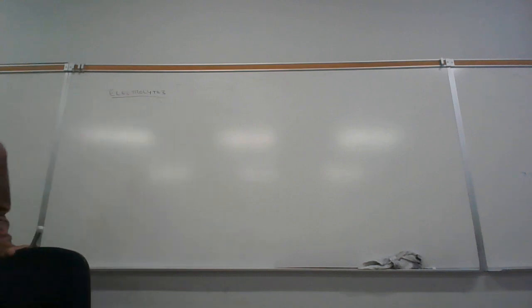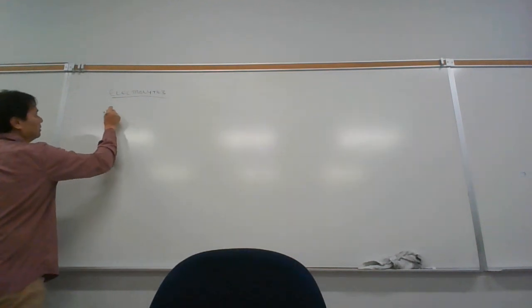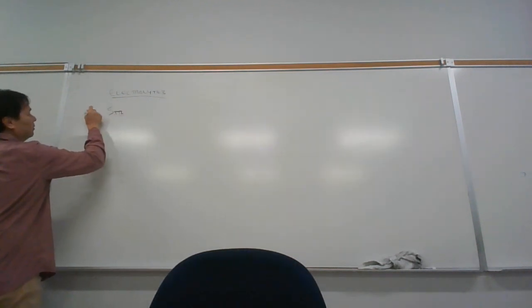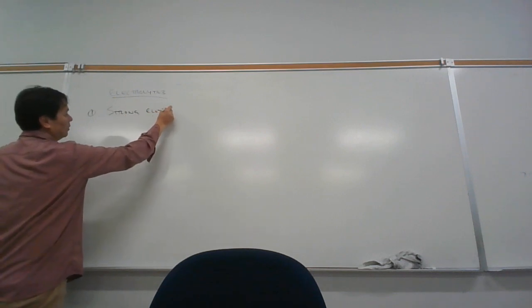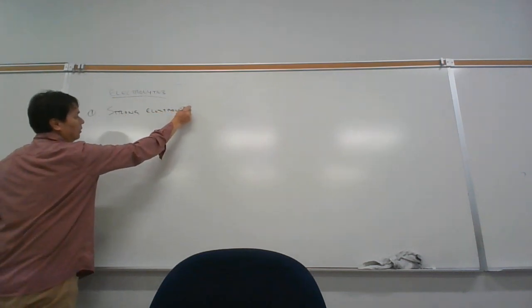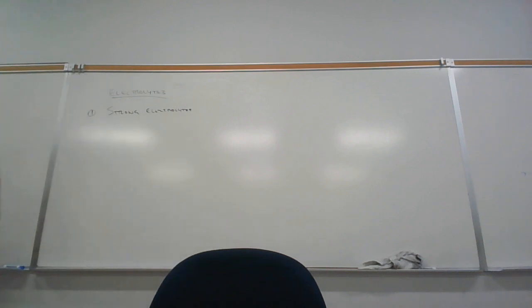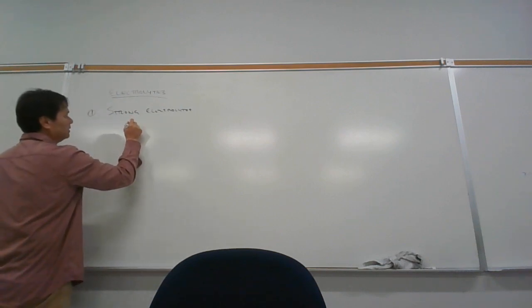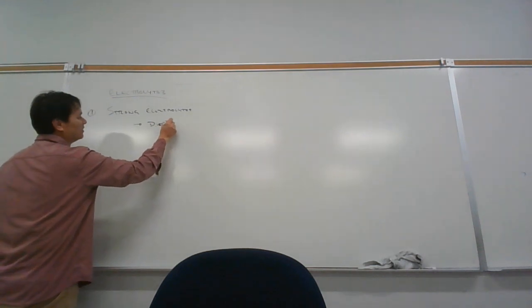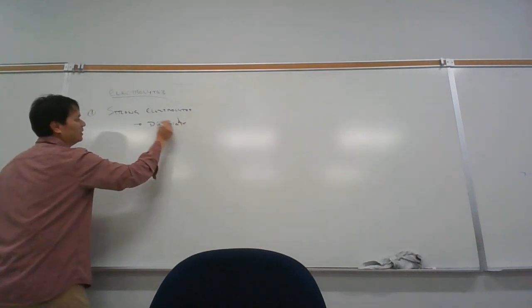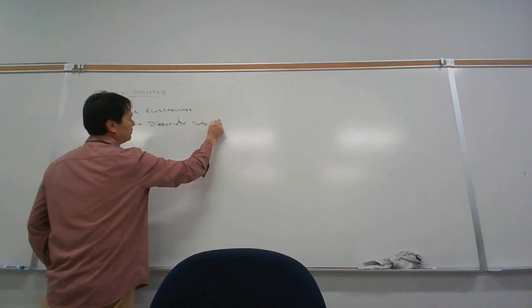There are 3 types of electrolytes that we have, the strong electrolytes. Strong electrolytes are compounds that dissociate into ions when dissolved in water. So we just say strong electrolytes dissociate into ions.